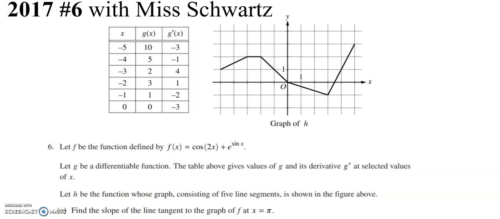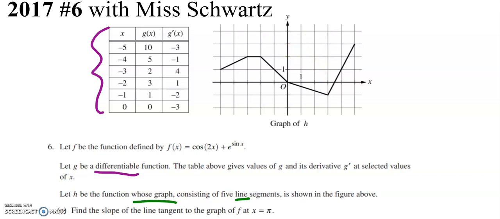It represents 3 different equations. So we have f being this function right here. Got a lot of cool trig and a little exponential action. G is differentiable, so remember that means we are going to be able to take the derivative, and we have a table for G and G prime. And then H is our function with a graph, which we have 5 line segments, so that's important because we are able to find the slope of each line up here.